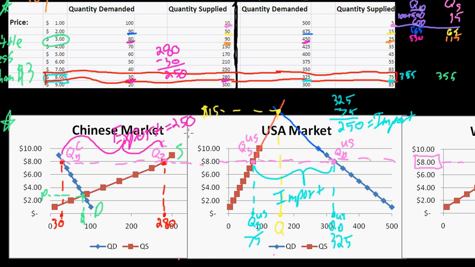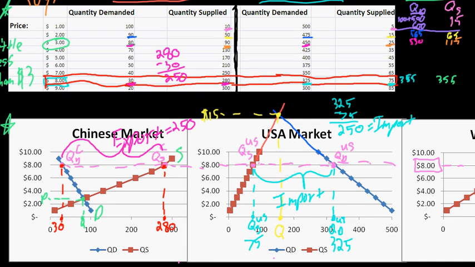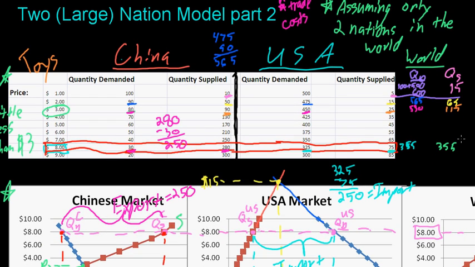So that is absolutely everything that I want to say about the two large nation model of trade. I hope that that was really, really clear. If it wasn't, please let me know. And that's really all that I'm going to work with this.